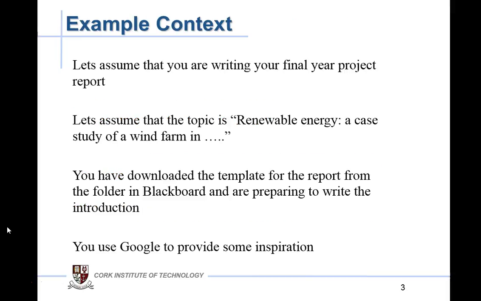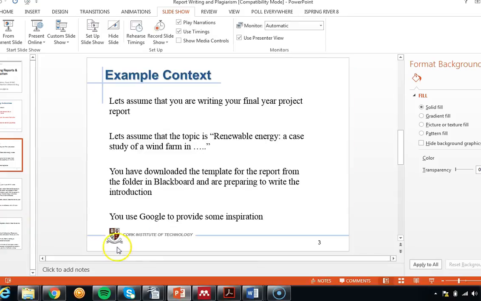So in terms of doing this, we're going to assume a context, so for example that you're writing your final year project report, and for the purpose of this we'll give a specific case that we're going to look at, renewable energy or something like that. We're going to assume that you've downloaded the template for the report, which should be in the project folder in Blackboard, that you've done the starting, that you've filled out the title and all that stuff, and that you're preparing to write the introduction, and with that in mind you've gone to Google to provide some inspiration.